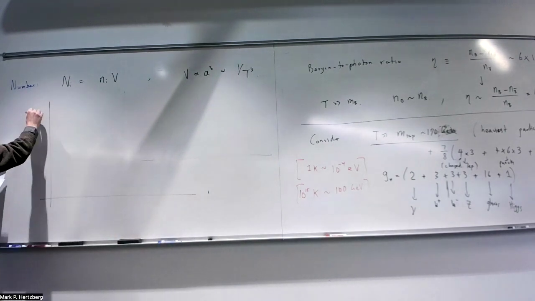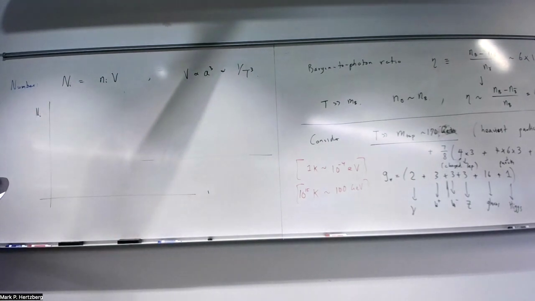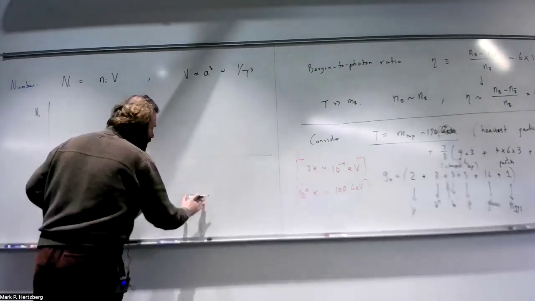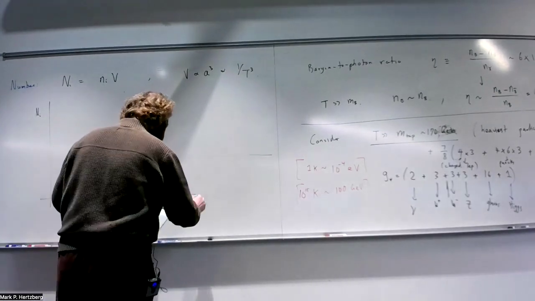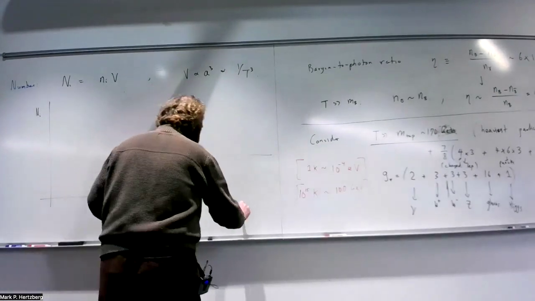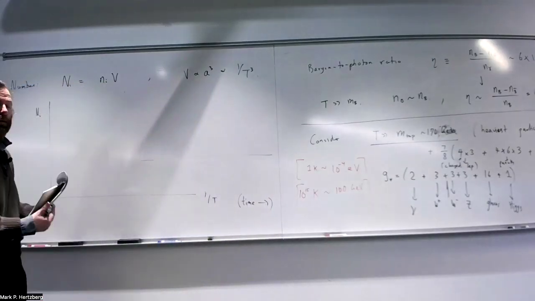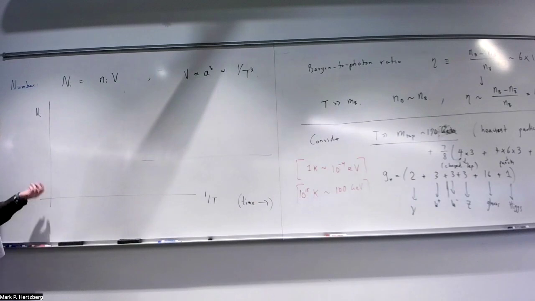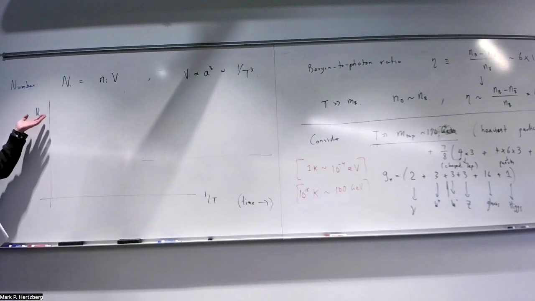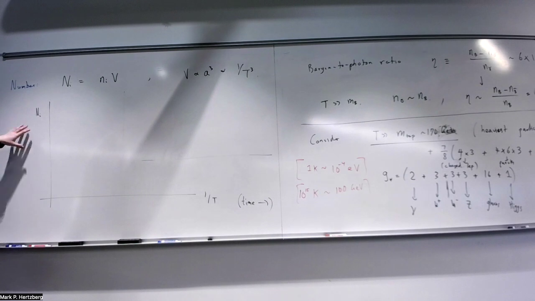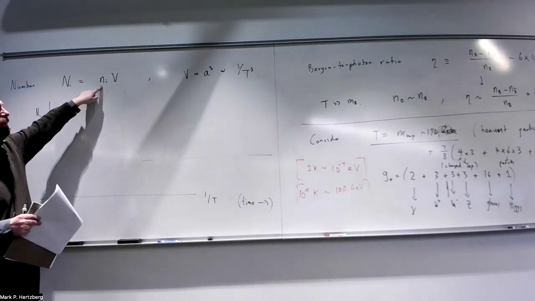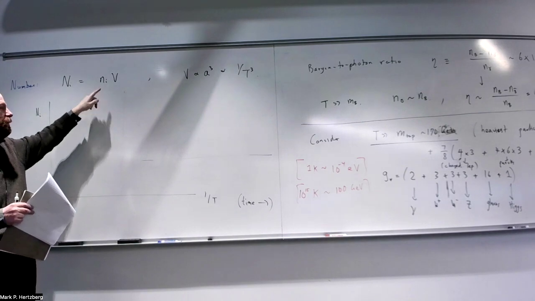So if you plot the number of some species, as long as it remains relativistic, first of all, at high temperatures, so I'm going to put on this axis here 1 over T. So this is like time is going that way. Down here at 0, this is as T goes to infinity. This is the high temperature early universe. We're in the relativistic regime initially. Number density goes like temperature cubed, as we said.